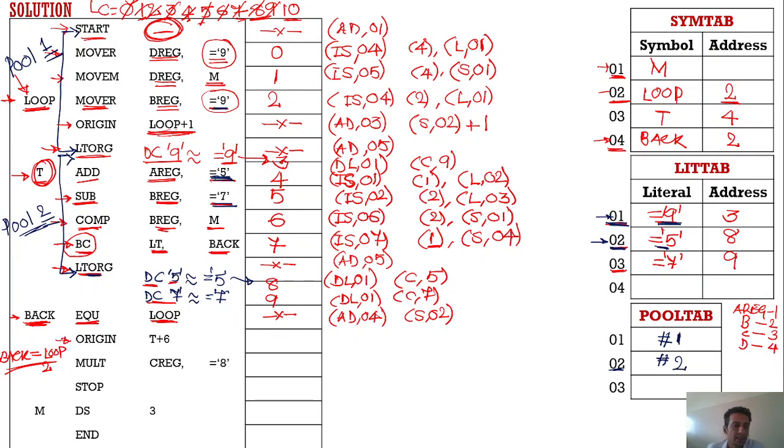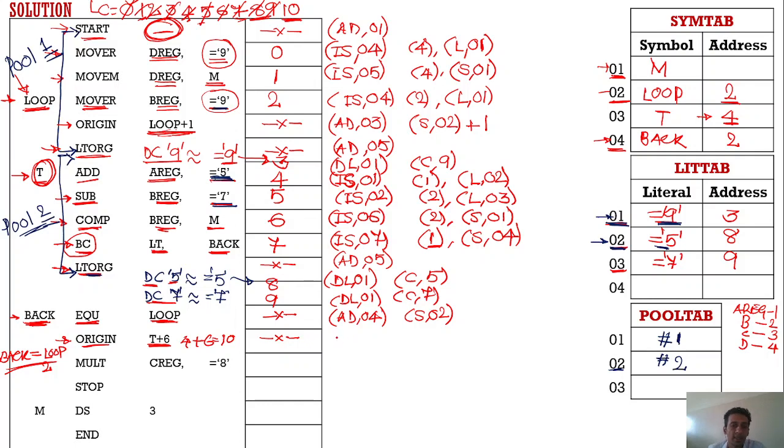The next instruction is ORIGIN, which is again an assembler directive, so we need not perform LC processing. Rather, ORIGIN will instruct the assembler to update the next LC as the result of this expression. The expression is T plus 6. Referring to the symbol table, we will get the address of T as 4. We fetch it: 4 plus 6 equals 10. So the current LC is going to be 10, which is already 10, so we need not worry about it.